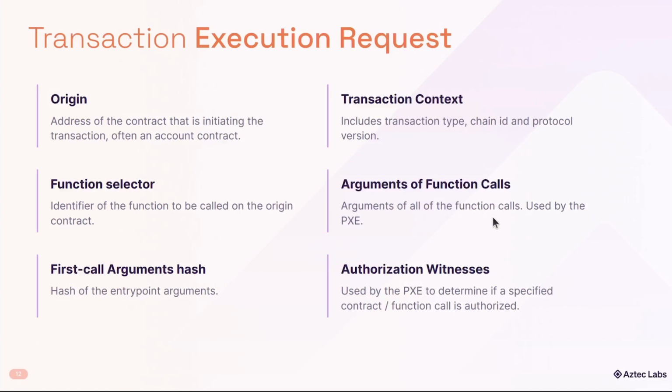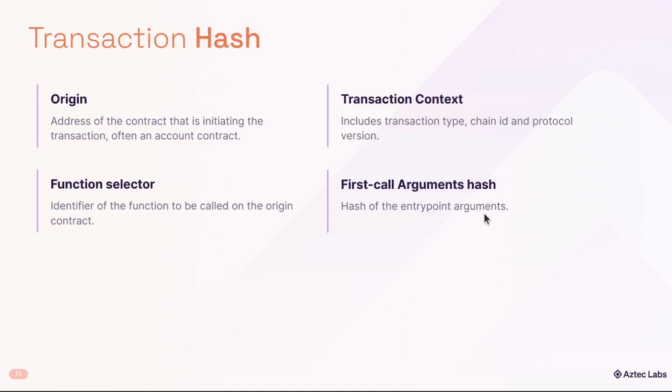You can think of this similar to approvals in Ethereum, but they're much more flexible and easier to use from a user perspective. The transaction hash is generated from the transaction execution request, and it just includes the origin, the function selector, the transaction context, and the first call arguments hash. So you can get the transaction hash, which will be the transaction ID.